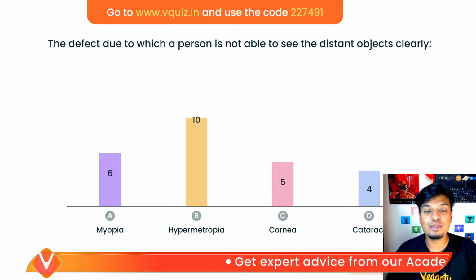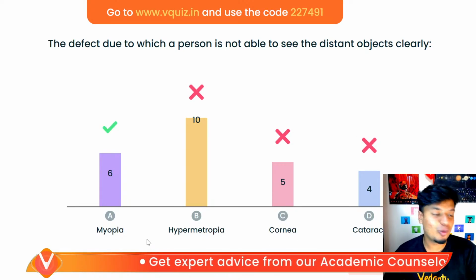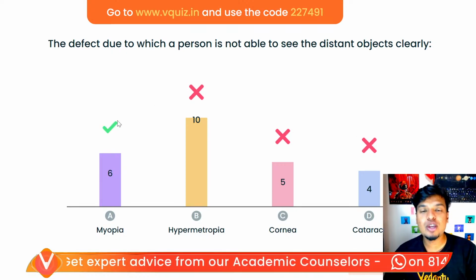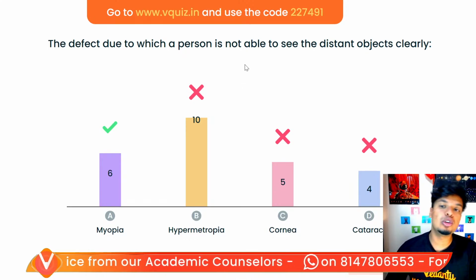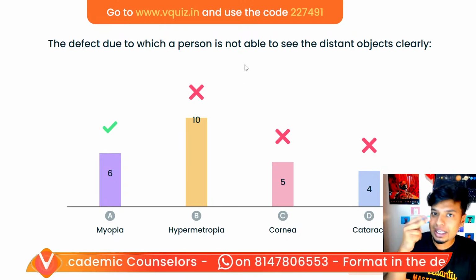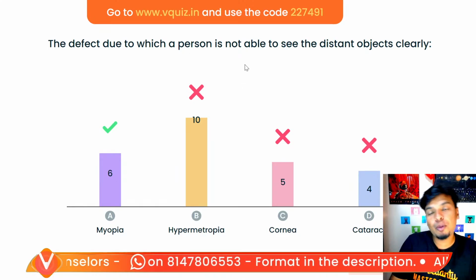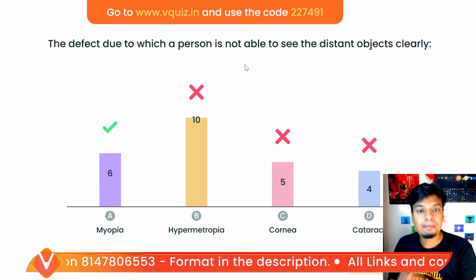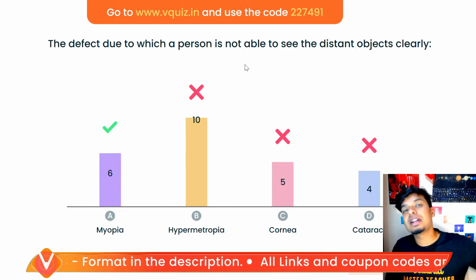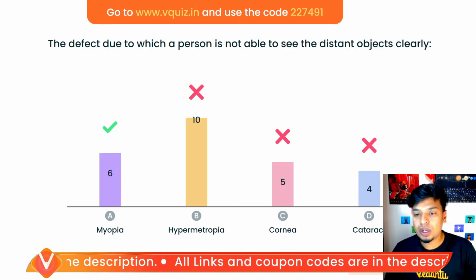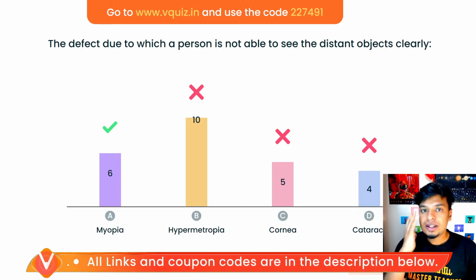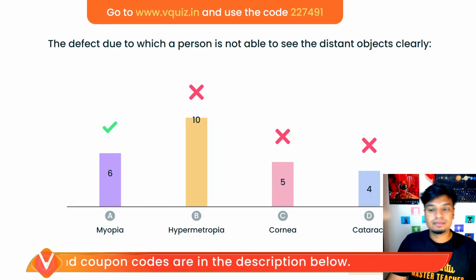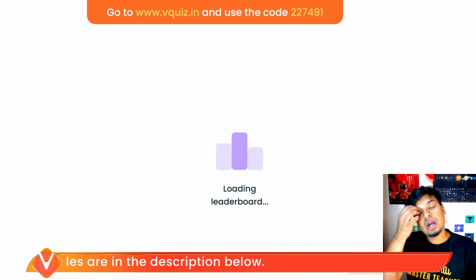Oh, a lot of confusion here. It is myopia, guys. Myopia is when a person is not able to see distant objects clearly, but they can see near objects. So myopia is basically nearsightedness. Hyperopia is basically farsightedness. Cataract means the lens becomes blurry. Got it? Now comes your leaderboard.